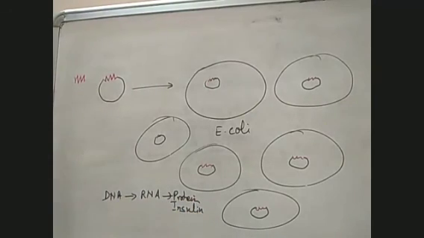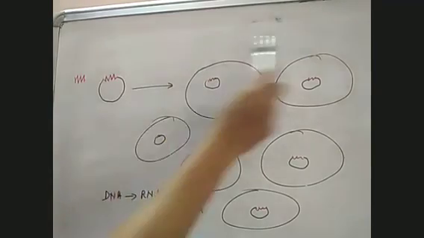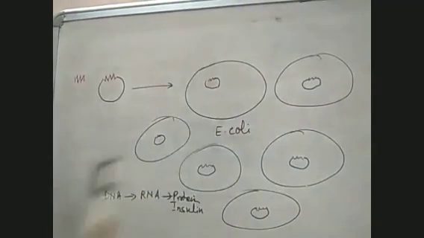Insulin will be formed here, and after that, all the Escherichia coli are collected, they are processed, and insulin is extracted from this and can be sold in the market. The whole process is this. What is a biotechnological process? The whole process is this.